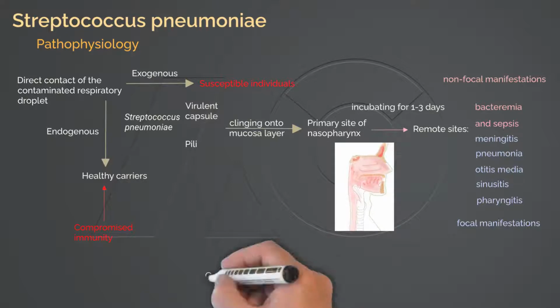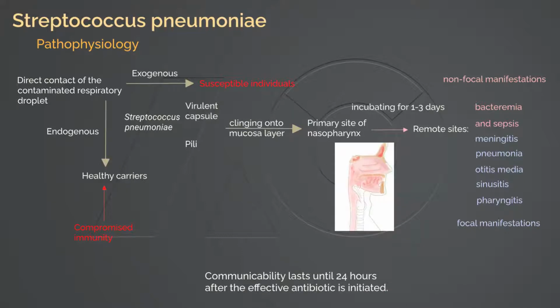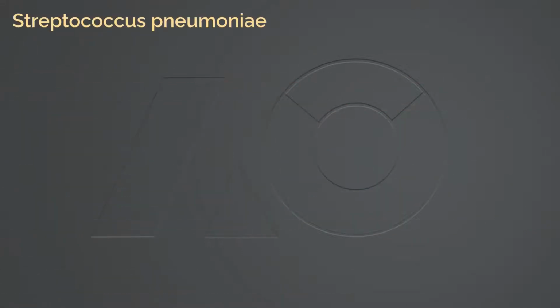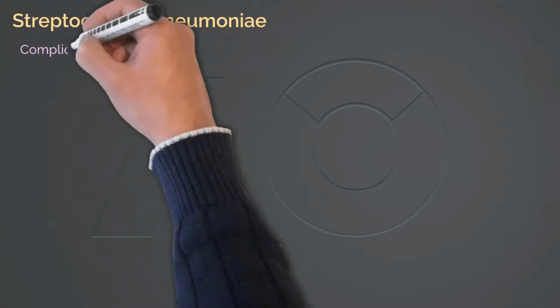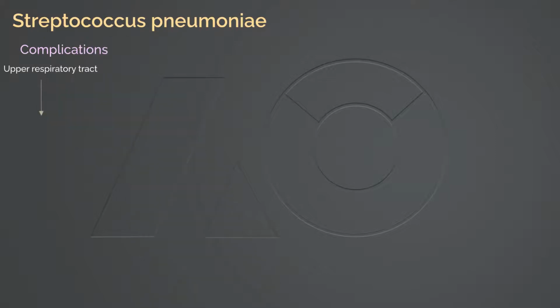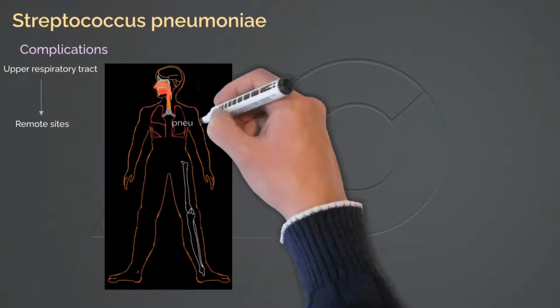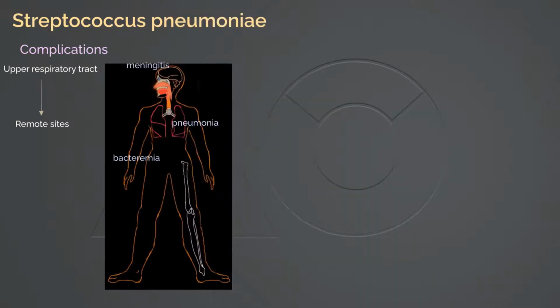Communicability period is not well understood, but thought to last until 24 hours after the effective antibiotic is initiated. Pneumococcal infection can lead to serious complications. Streptococcus pneumoniae usually stays at the upper respiratory tract. When it disseminates to remote sites, more serious infection such as pneumonia, meningitis, bacteremia, septic arthritis, osteomyelitis, endocarditis, and brain abscess can occur. Once the patient has recovered from these serious infections, sequelae can be possible.